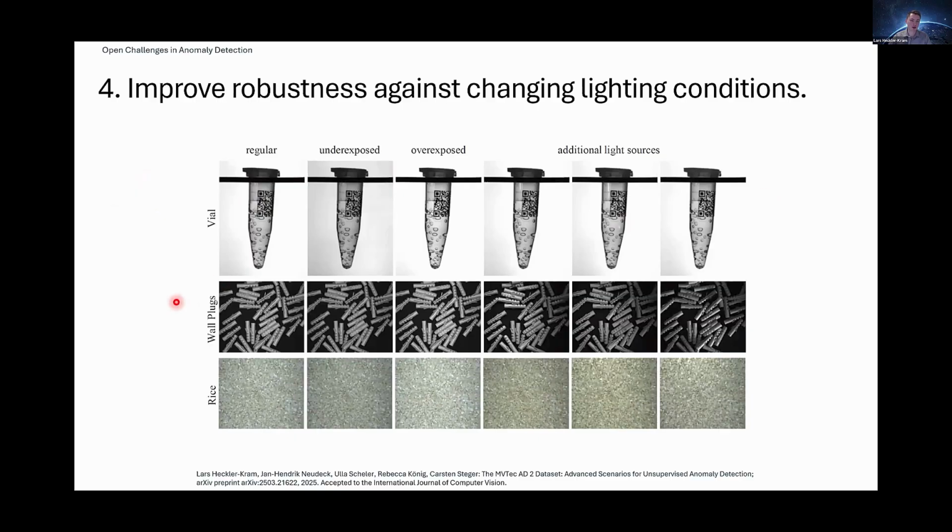And the same goes for the other two examples here, like wall plugs and rice. We can see that sometimes some shadows might occur, and for the rice, the color temperature might change depending on the lighting setting. So we would like our anomaly detection system to be robust against these kinds of changes, and this is definitely challenging and not solved yet.